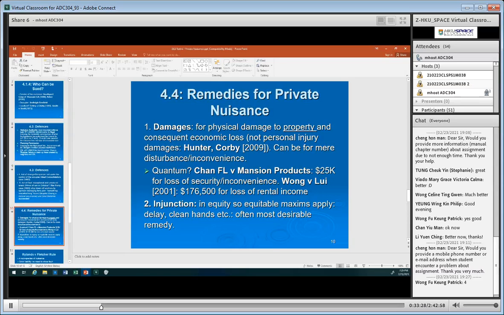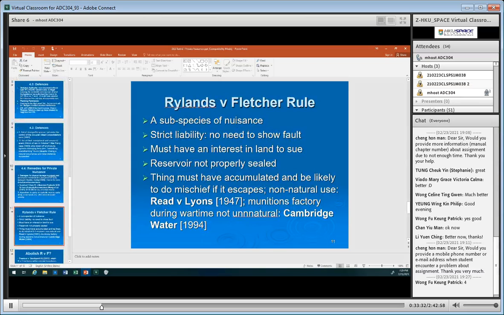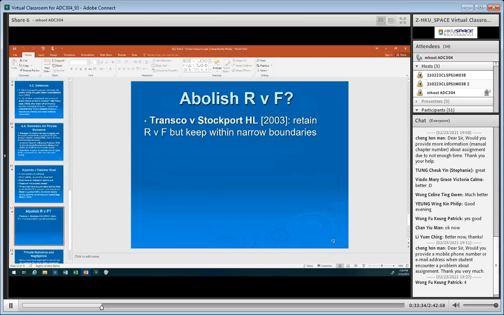Okay, so that's pretty well it for private nuisance. Rylands and Fletcher, don't worry about Rylands and Fletcher.